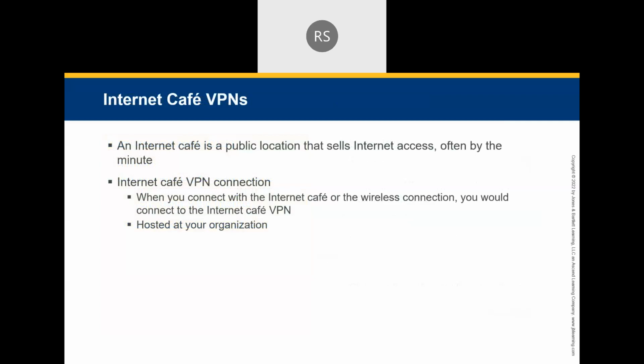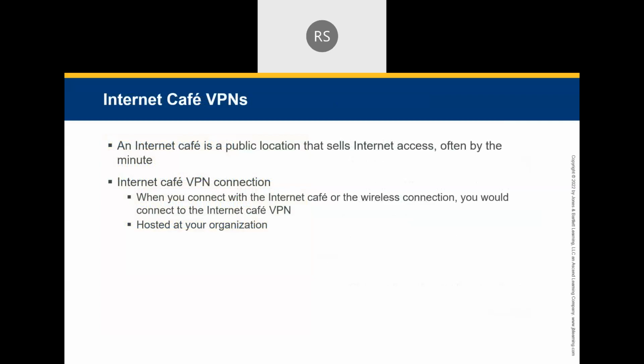An internet cafe is a public location that sells internet access, often by the minute. These cafes provide a convenient option for individuals who do not have internet access at home or need a temporary workplace. Now, when you're connecting to the internet at an internet cafe, users may be vulnerable to security risks, such as malicious attacks or data interception due to that shared network. So, to mitigate these risks, some organizations offer internet cafe VPN connections as a secure option for their employees and users.